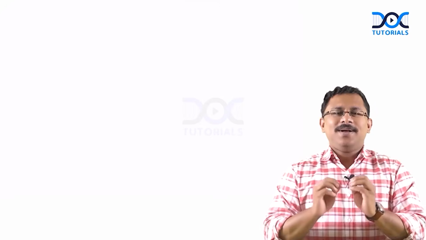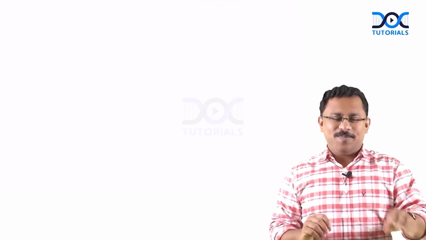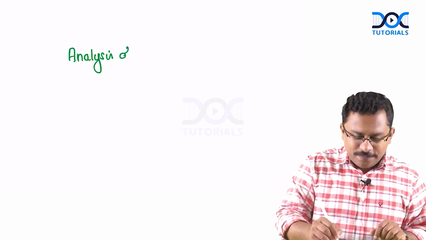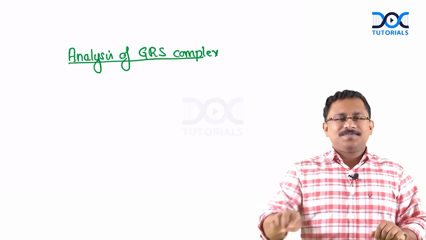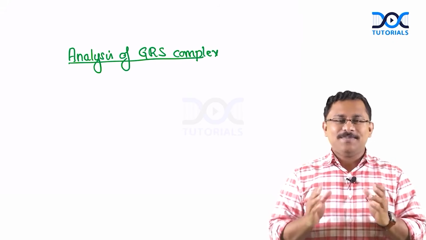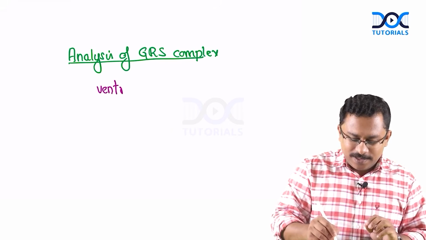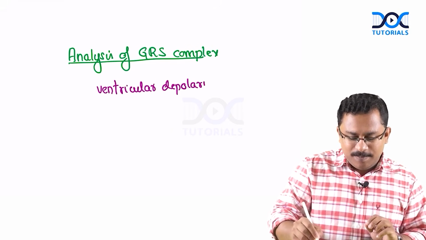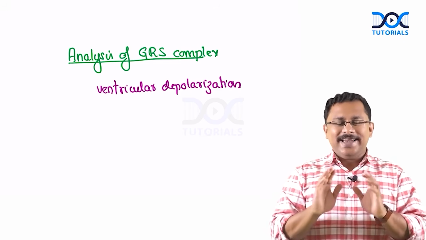The next step in ECG interpretation is the analysis of the QRS complex. So what does the QRS complex correspond to? You tell me. Simple, it corresponds to ventricular depolarization. Again, that is very clear.